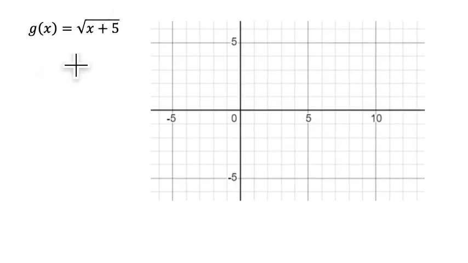Now let's graph g of x equals the square root of x plus 5 inside the square root sign. So that's going to move it left 5. Normally the endpoint is at 0, 0, so we'll go left 5 units to put our endpoint. And the square root goes over 1, up 1. From the endpoint, we move over 4, up 2 for the next point. And also over 9, up 3, since the square root of 9 is 3.